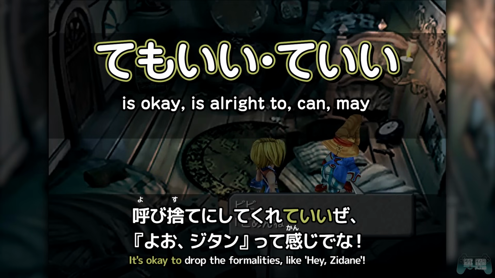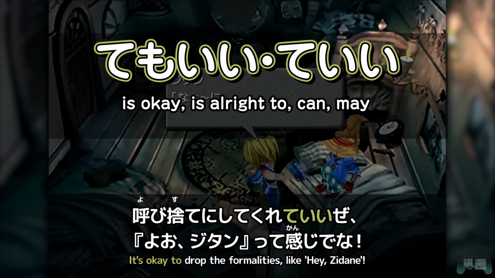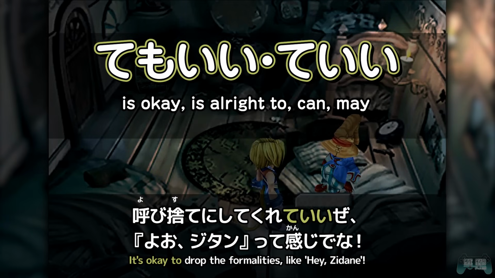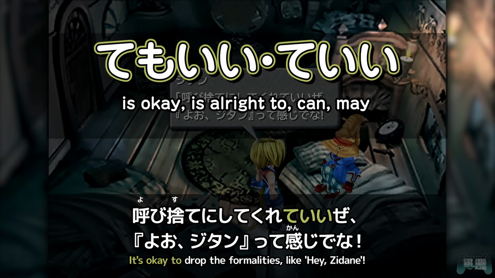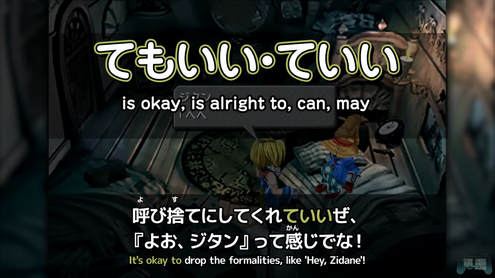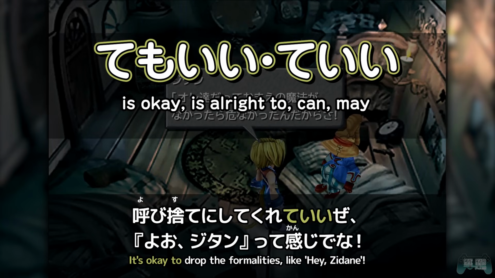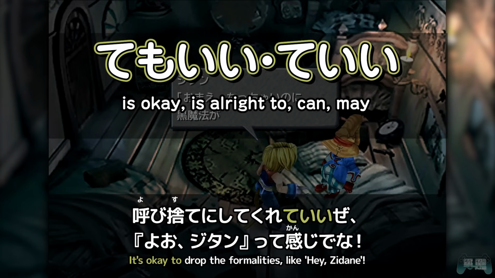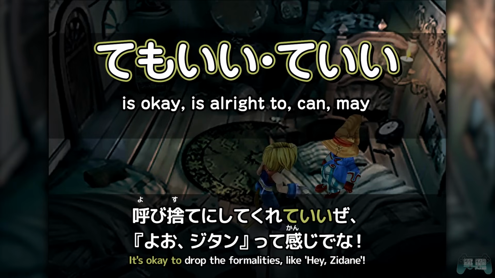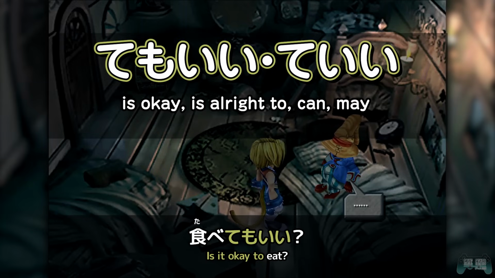てもいい. It's okay to. Now, if we were wanting to just give or ask for permission to do something, like is it okay, we use temo ii in Japanese. This can be used with verbs, nouns, and adjectives. You just need to put them in the te form and then add mo ii. So, taberu, to eat. You want to ask if it's okay to eat, just say tabete mo ii.